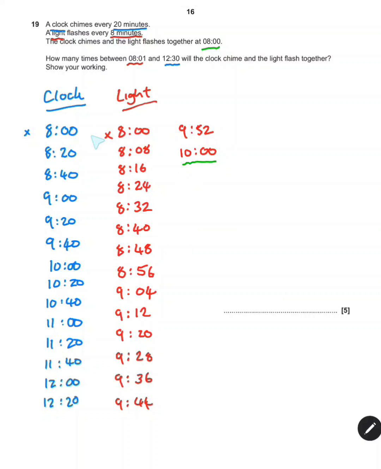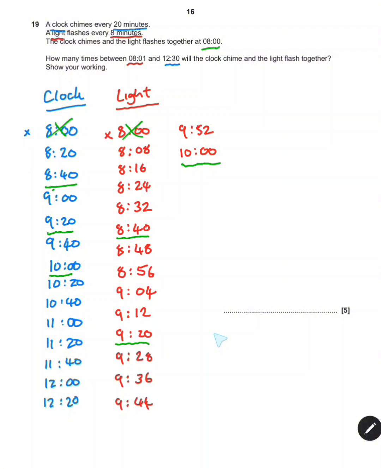So I'm just looking for matching times in both lists. Remember, I'm not interested in that one because I'm starting at 8:01, really. Let's just find some matching times. I think 8:40 is the first matching time. Then we've got 9:20. Then we've got 10 o'clock.